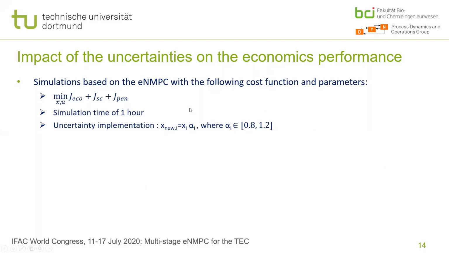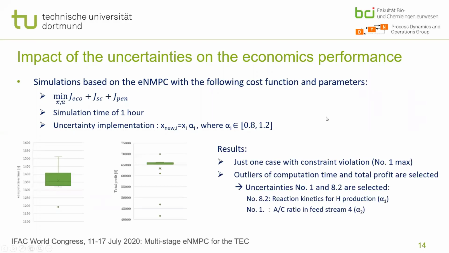We have simulated the NMPC with an economic cost function for 1 hour. And we have found that not all of these uncertainties have a high impact on the total profit. As you can see here, only some of them have a considerable impact. And these turned out to be the reaction kinetics for the production of H and the A to C feed ratio in stream 4. These are labeled from here on alpha 1 and alpha 2.